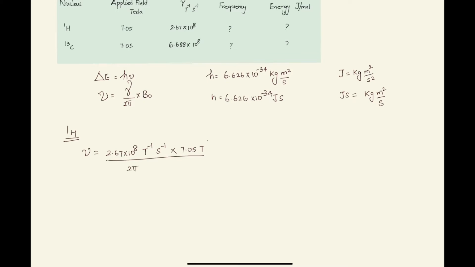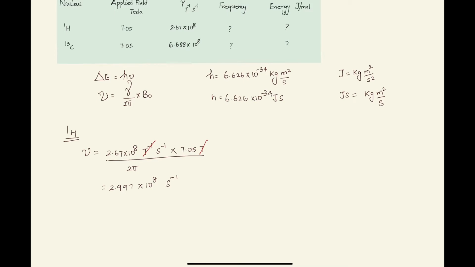Now we can cancel the like units. Okay, Tesla raised to the power of minus 1 and Tesla will get cancelled. And the final number for this is going to be like this. When you multiply 2.67 times 7.05, it's going to be 2.997 times 10 to the power of 8 S raised to the power of minus 1. And I've also divided by 2 pi. So everything put together, this is the final number that I'm getting.